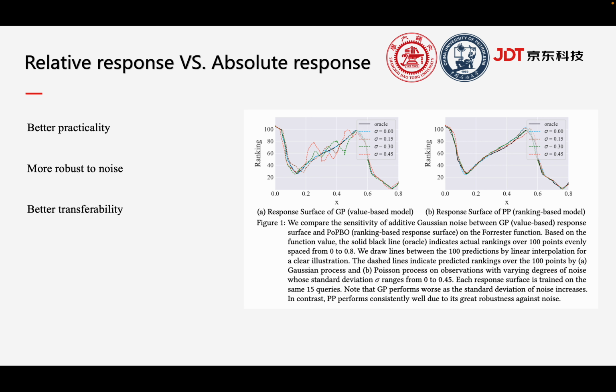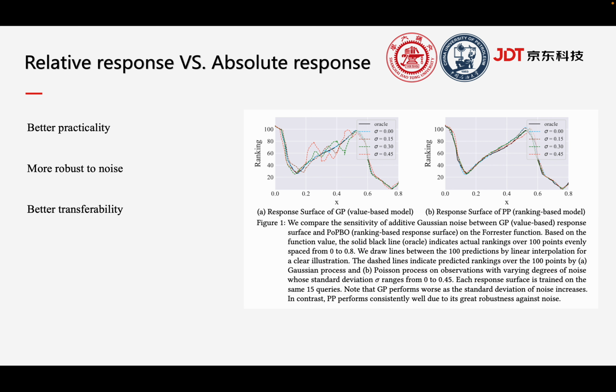Compared to absolute metrics, relative metrics can have the following advantages. First, relative response such as ranking has better practicality, since the information about candidate preferences can be more easily acquired than raw values, such as in sports games and recommender systems, where only relative response can be provided by pairwise comparison. Second, relative response is more robust to noise than absolute response, since the relation between candidates is hard to be disrupted by noise. In this work, we also analyze the better robustness of rankings against absolute response on the Forrester function under the common additive Gaussian noise assumption.